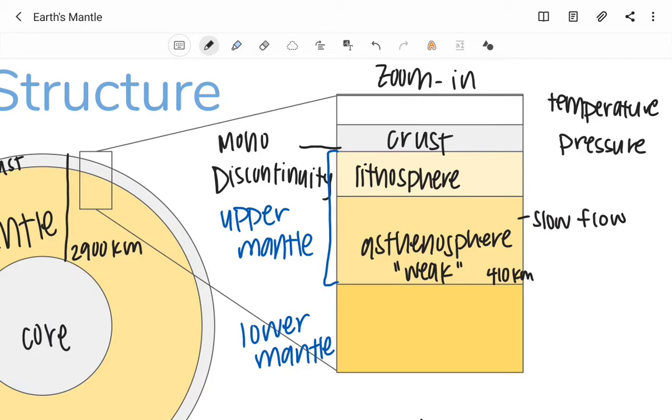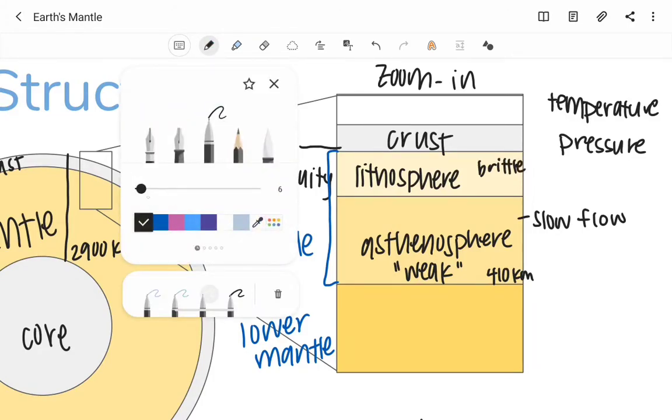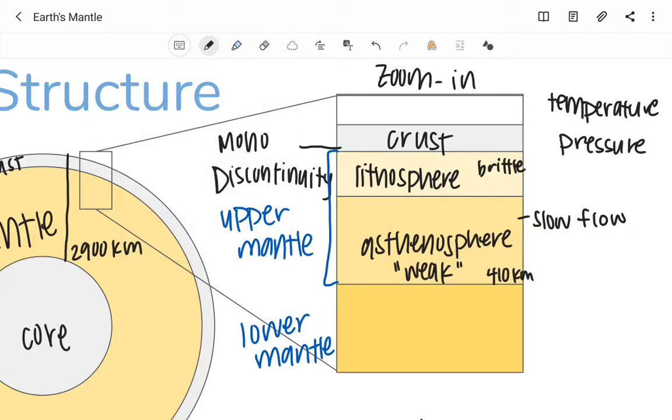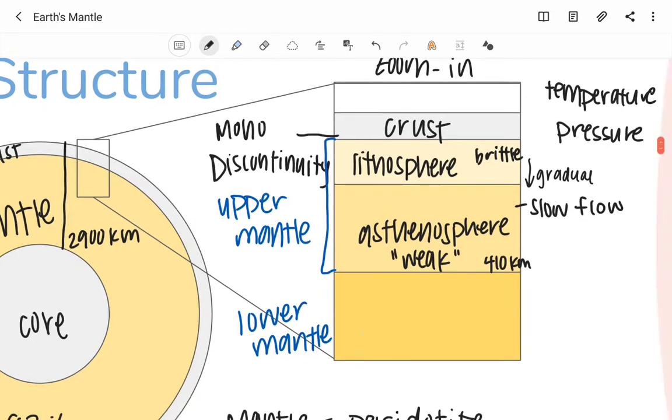One thing to note, even though the lithosphere is brittle and the asthenosphere is weak, this transition doesn't just happen rapidly. We don't just have one brittle layer and then one weak layer. There is a gradual transition from the brittleness to the weak layer because the temperature starts increasing, which contributes to the change from brittle rock to weaker rock. And then the same thing happens from the asthenosphere to what we call the mesosphere in the lower mantle.